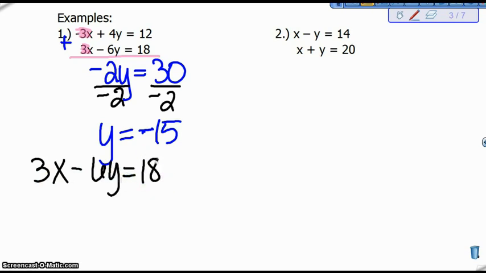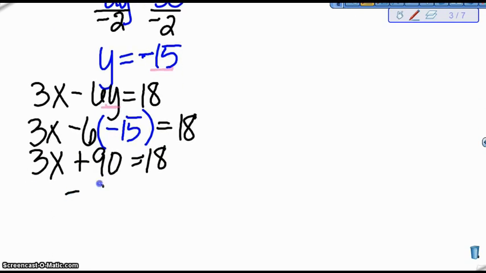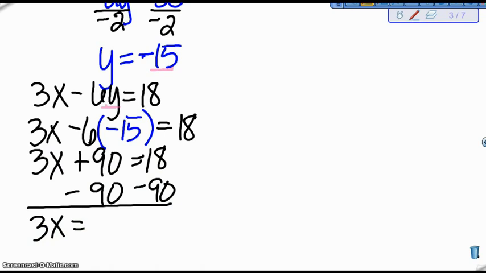Now instead of having this y right here, I'm going to replace it with that -15. So if you rewrite it, it's 3x minus 6 times -15 is equal to 18. Now we just have to follow our order of operations, and we have to multiply -6 times -15 to give us 90. So now we've got 3x plus 90 is equal to 18. Then to solve this, you will remember that we need to subtract 90 from both sides. So go ahead and subtract that 90, and you get 3x is equal to -72. Divide both sides by 3, and we find that x is equal to -24.